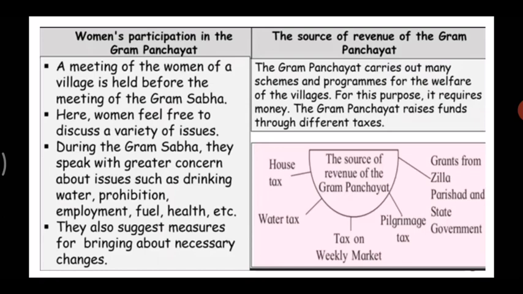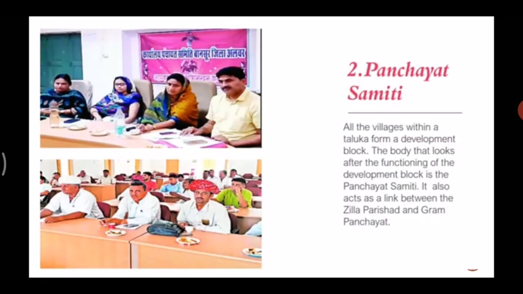Okay, let's move forward. Next is the Panchayat Samiti. The next level after the Gram Panchayat is the Panchayat Samiti. This is the second level, also called the Block Samiti. It is at the block level or the taluka level. The Panchayat Samiti acts as a link between the Gram Panchayat and the Zila Parishad. First we learn Gram Panchayat, then comes the Panchayat Samiti and then comes the Zila Parishad. So it is a link between both of them.